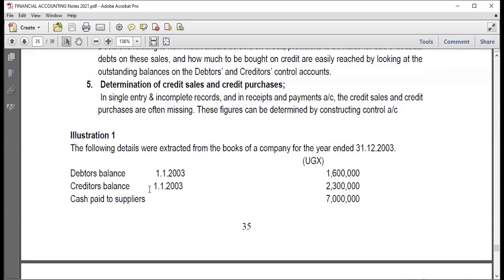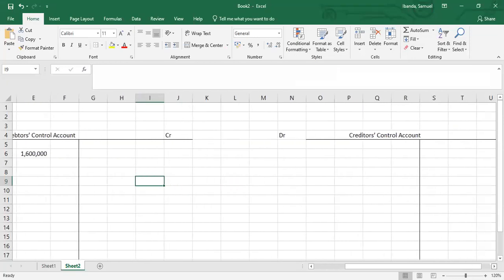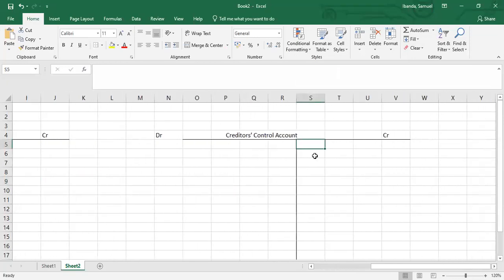And then they have also given me the creditors control account. So I also pick this and record it immediately. Remember, I'm trying to manage time, so I don't want to first do one thing and then do the other. I'm doing it concurrently. And it's the same advice that I would give you if you're trying to do these questions. Now, the creditors control account, its balance brought down or brought forward should actually be recorded on the credit side, okay? Which is 2.3.